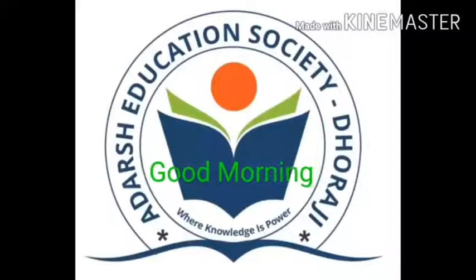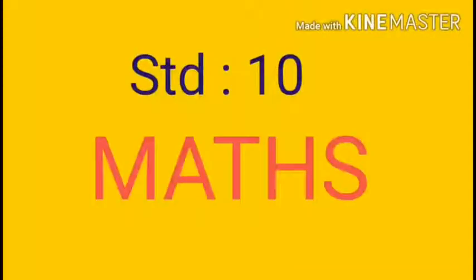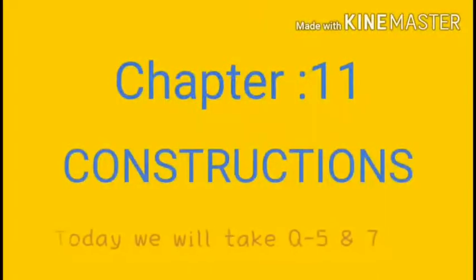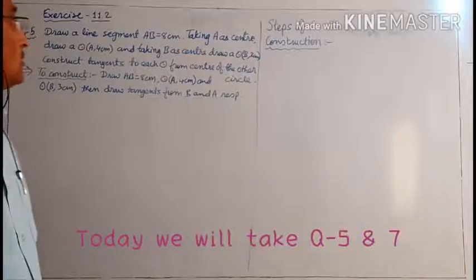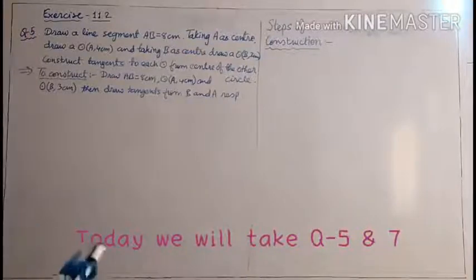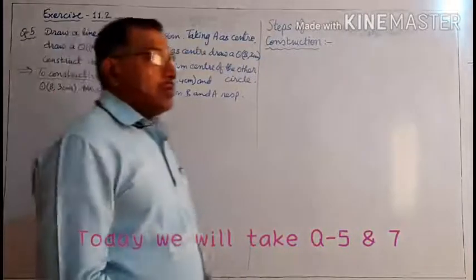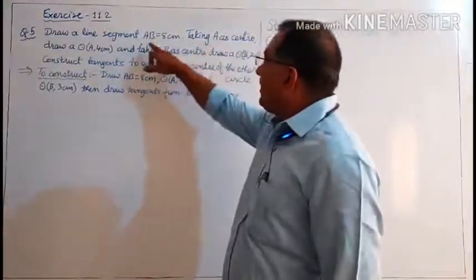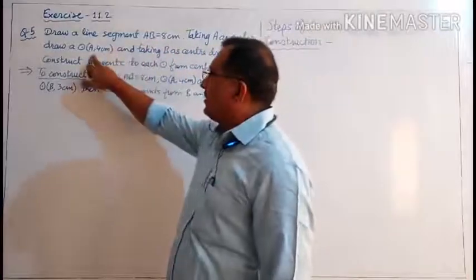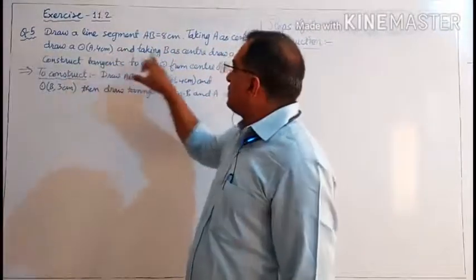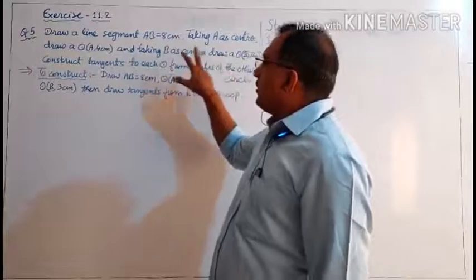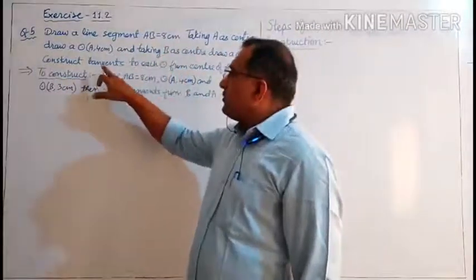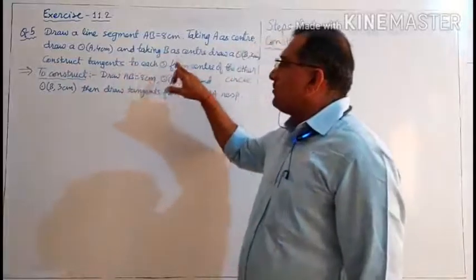Good morning, students. Today, in standard 10th, subject mathematics, we are going to learn chapter 11, constructions. Today, let us take question number 5. Draw a line segment, first of all, of 8 centimeter. Then taking A and B as centers one by one, with radius 4 centimeter and 3 centimeter, draw the circles. Then we have to construct tangents to each circle.